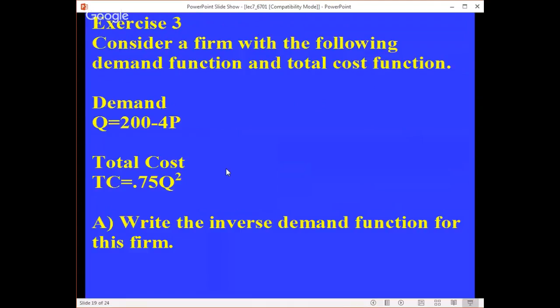Suppose I have a demand function, right? Q is equal to 200 minus 4P, and I have a total cost function, 0.75 times Q squared. The first thing I want to do is write out the inverse demand function. Now, we haven't talked a lot about the difference between a demand function and inverse demand function. It's very simple, right?